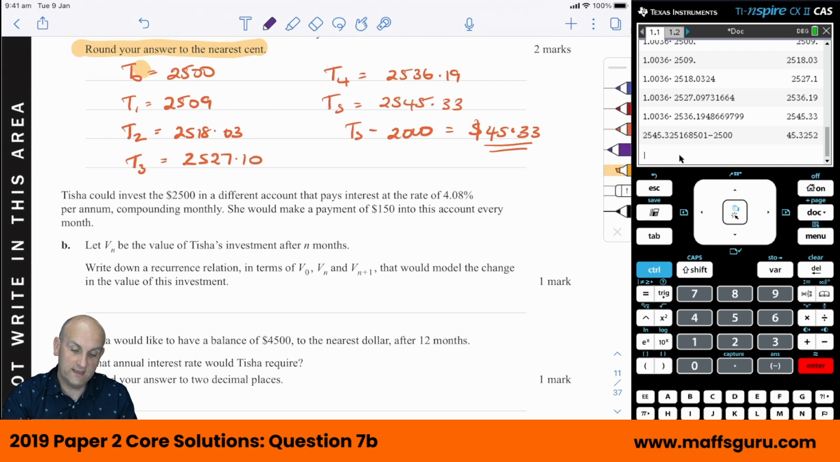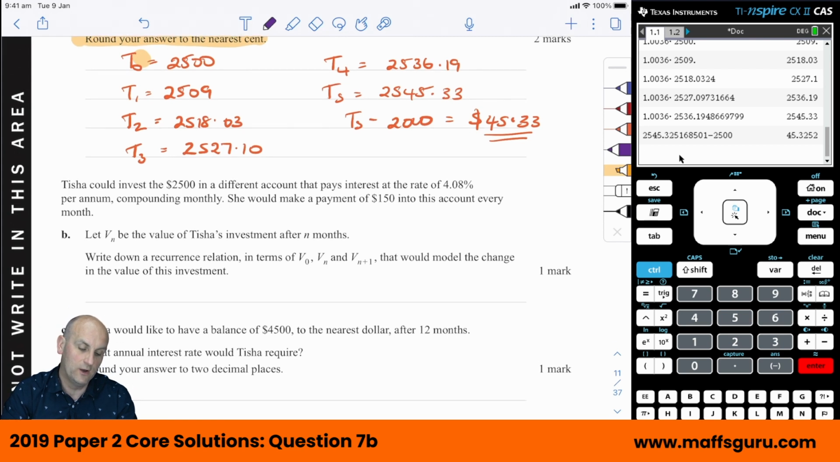Tisha could invest the $2,500 in a different account that pays interest at a rate of 4.08% per annum compounding monthly. She would make a payment of $150 into this account every month. Let V_n be the value of Tisha's investment after n months. Write down a recurrence relation in terms of V0, Vn, and V(n+1) that would model the change in the value of this investment. Because it wants it in months, we have to be very careful here. We've got 4.08% per annum.